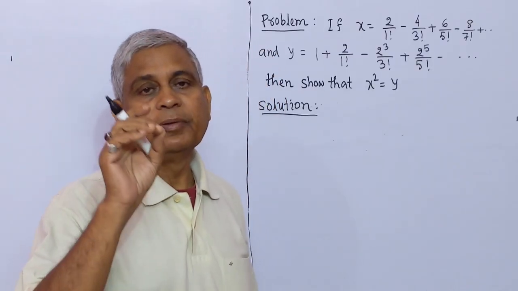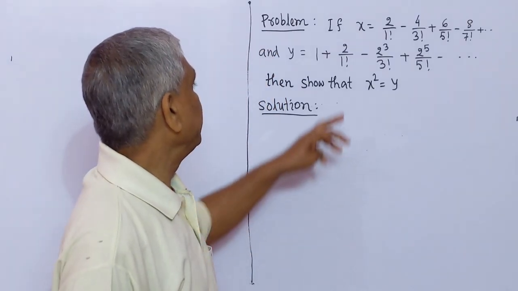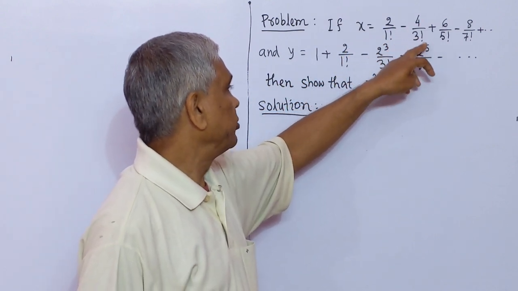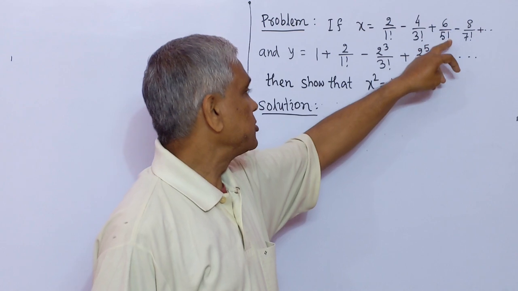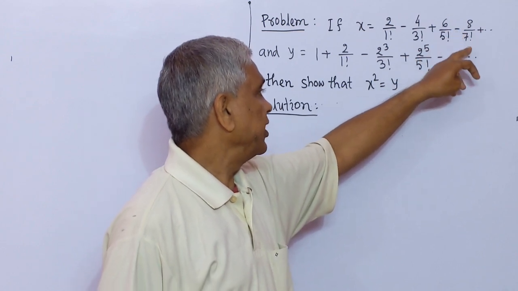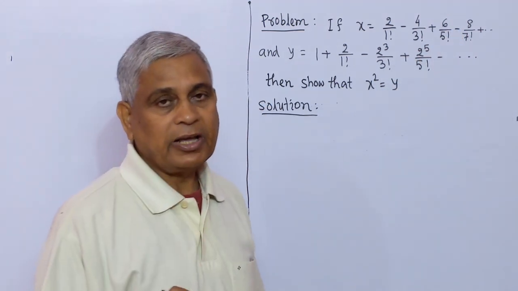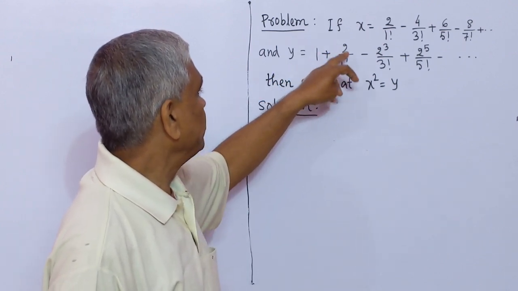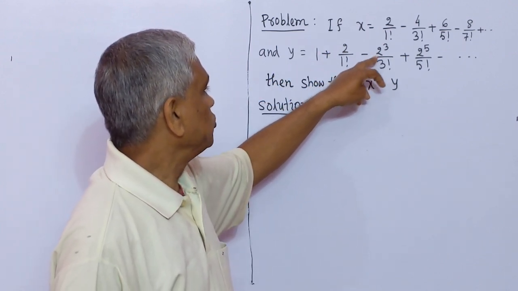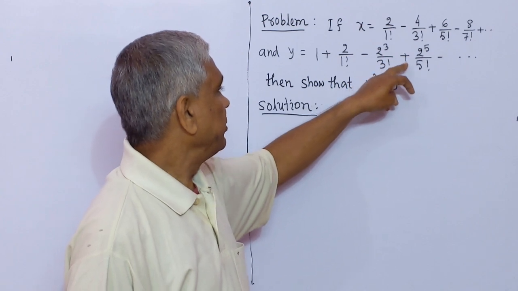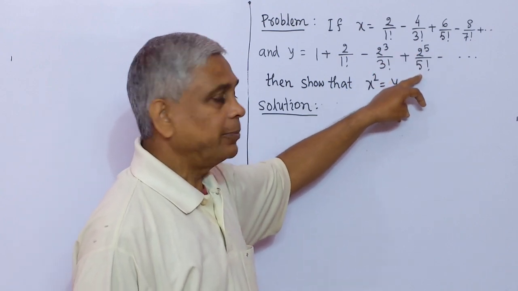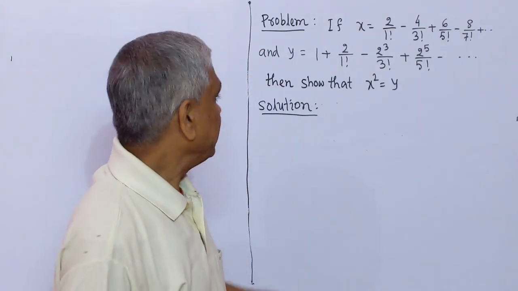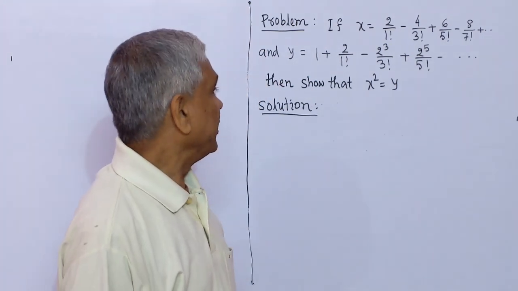Now we solve the next problem. The next problem is: if x equals 2 by factorial 1 minus 4 by factorial 3 plus 6 by factorial 5 minus 8 by factorial 7 plus dot dot dot, and y equals 1 plus 2 by factorial 1 minus 2 cube by factorial 3 plus 2 to the power 5 by factorial 5 minus dot dot dot, then prove that x square equals y.